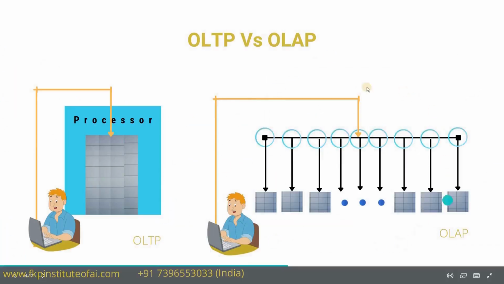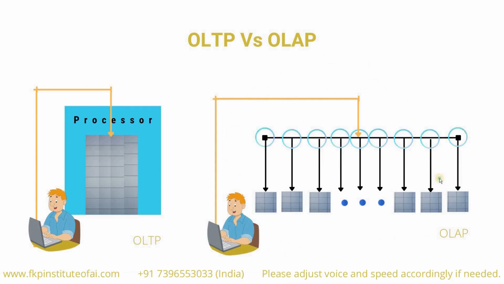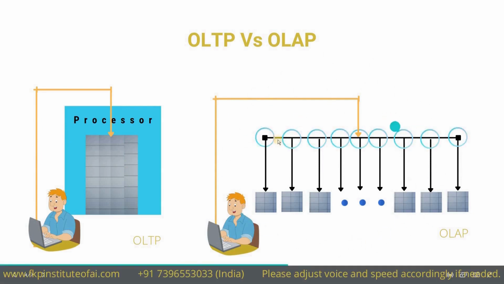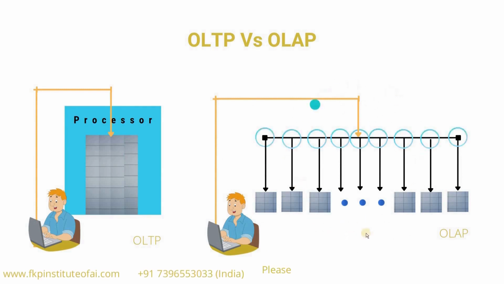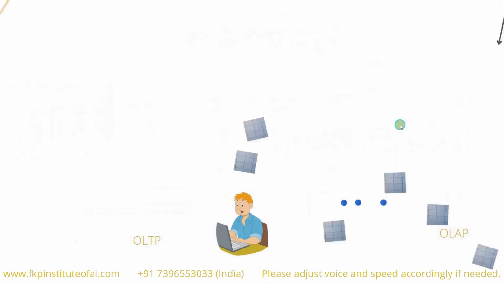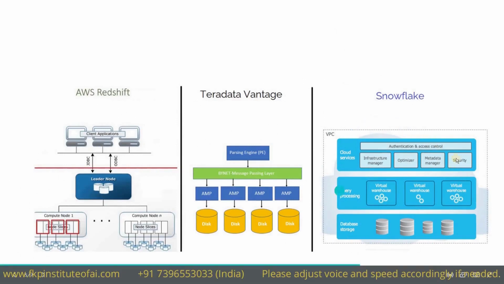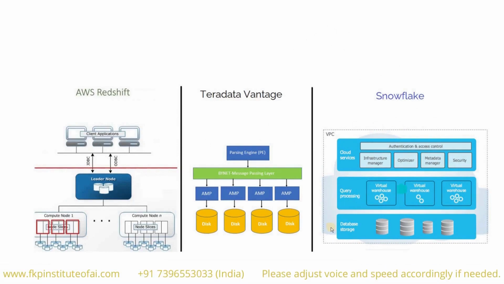The systems which follow shared nothing architectures are called MPP systems, massive parallel processing systems, because every operation on shared nothing architectures will be performed in parallel. Okay, with the knowledge we have of the MPP system architecture, let's try to understand the architecture of Snowflake. Snowflake follows a layered architecture. The first one is the cloud service layer, the second one is the query processing layer, or you can say compute layer, the third one is the database storage layer.